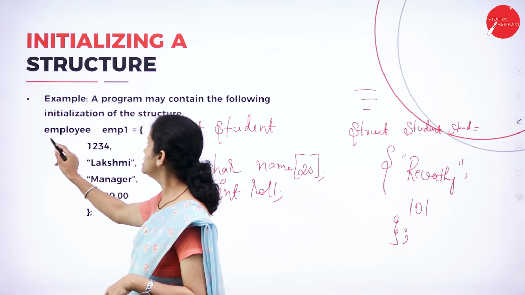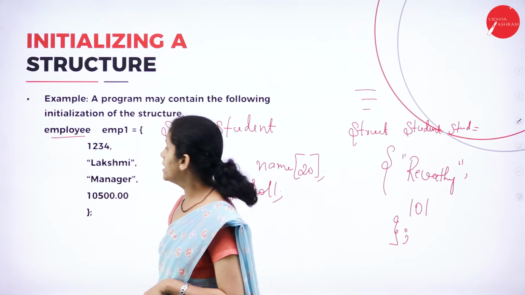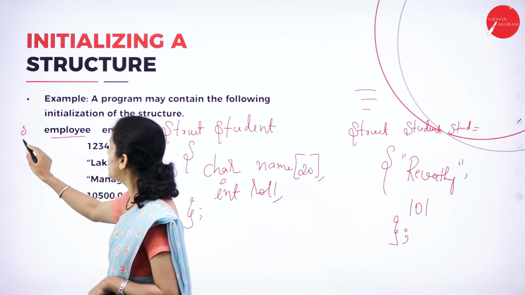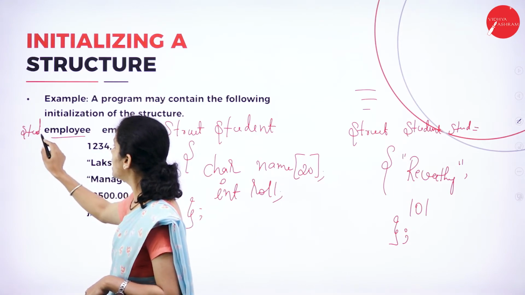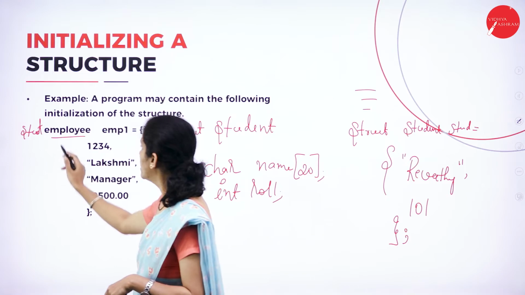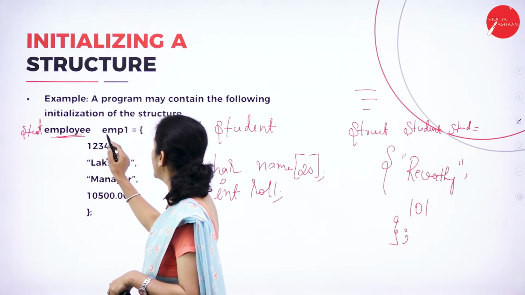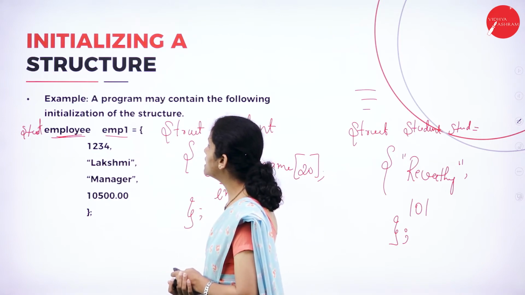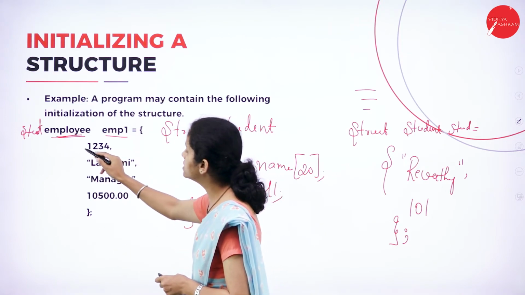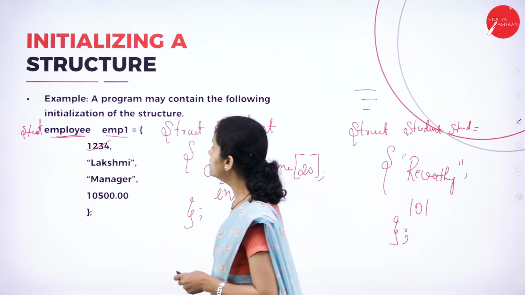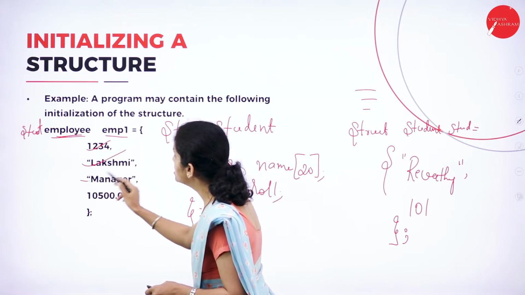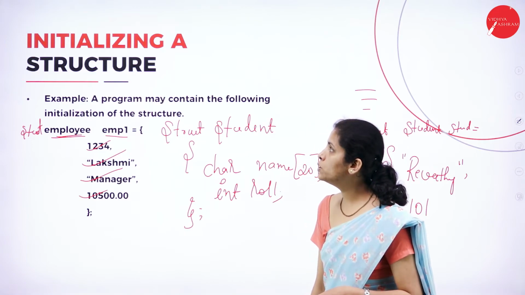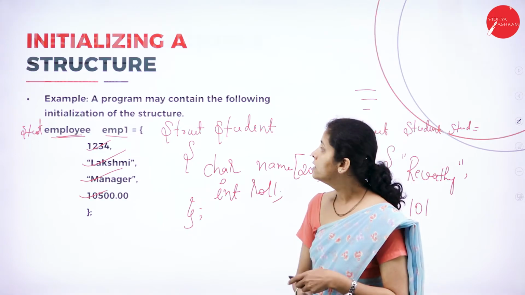So here if I consider employee, employee is nothing but my structure name, and I want to write struct employee, then employee 1. Then I'm going to initialize the values. So this is my employee number, employee name, designation, and salary. This is the way I can initialize a structure.